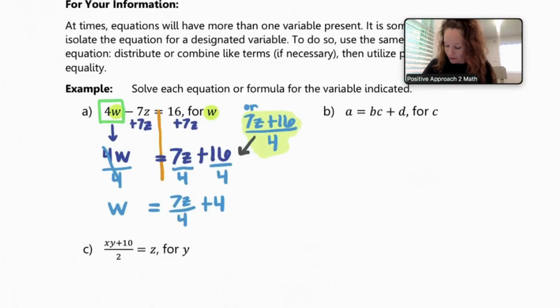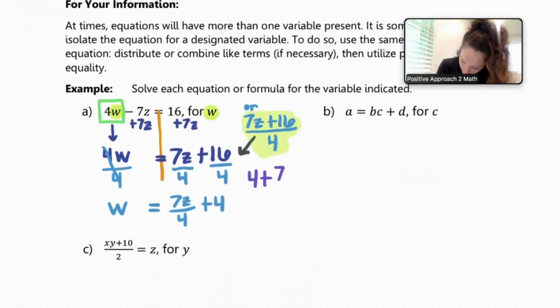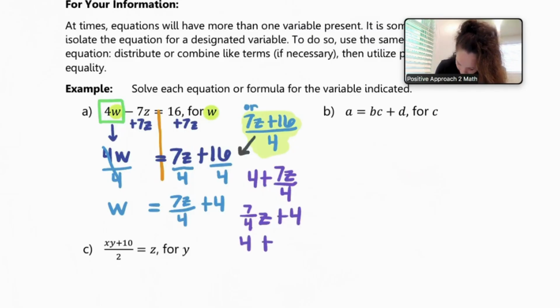Now here's the deal. Let me see if I can brainstorm some other ways you might see this answer. So you might see it as 4 plus 7z over 4 in case you wrote the 16 first. And like I said, you might see it as 7/4 times z plus 4 or 4 plus 7/4 times z. So there is more than one correct answer.